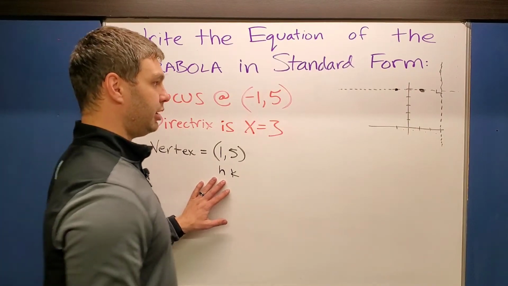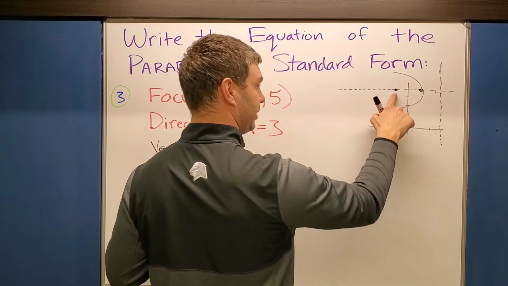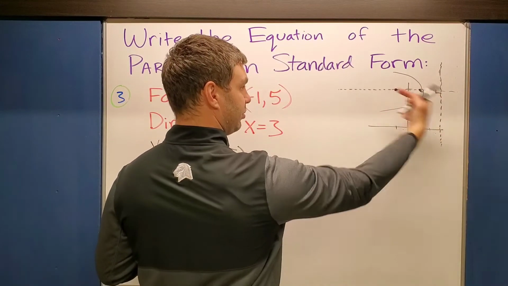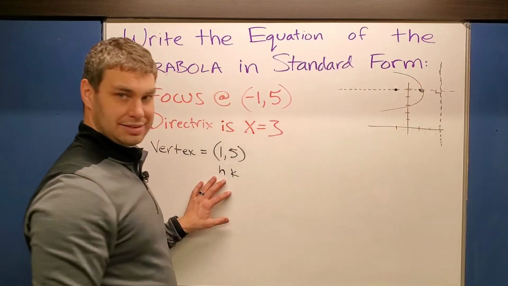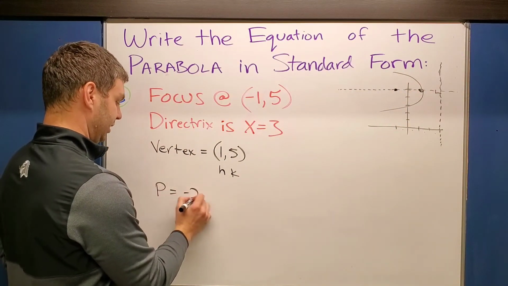And then I also know that if this is the focus, the parabola is kind of opening around my focus, right? That's how that works. And so since I start from my vertex and go back 2 spots, this is going to be a -2 for my P value. All right, my P is going to be a -2.